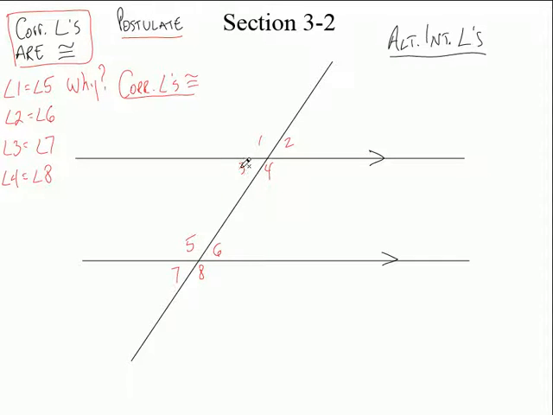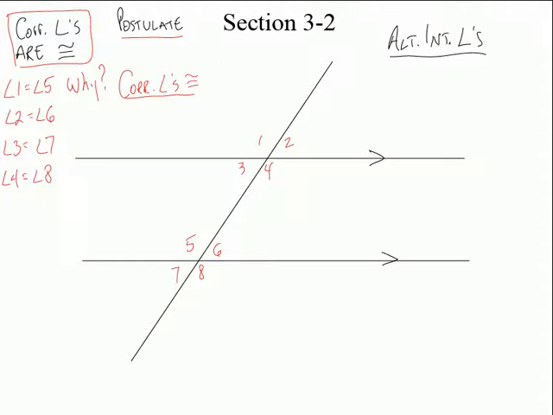Look at those angles. Look at 3 and 6. That kind of looks like an acute angle, doesn't it? And look at 6. That looks like an acute angle. Guess what's true about those two? They're equal to each other. Okay, they're both acute, but they're also equal to each other.